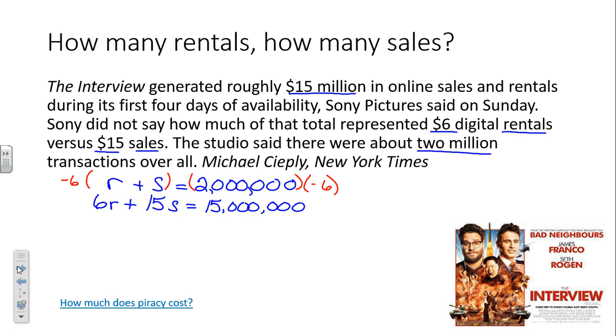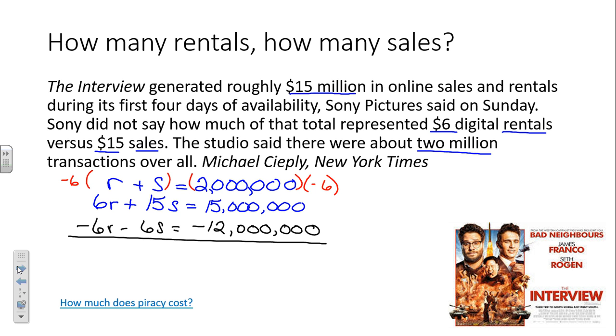I get -6r minus 6s equals negative 2 times 6 is 12 million. It's a big number, right? We add these up. The r's are gone, which is by design. Positive 15s minus 6s, 9s. 15 million minus 12 million, 3 million. And we divide by 9.